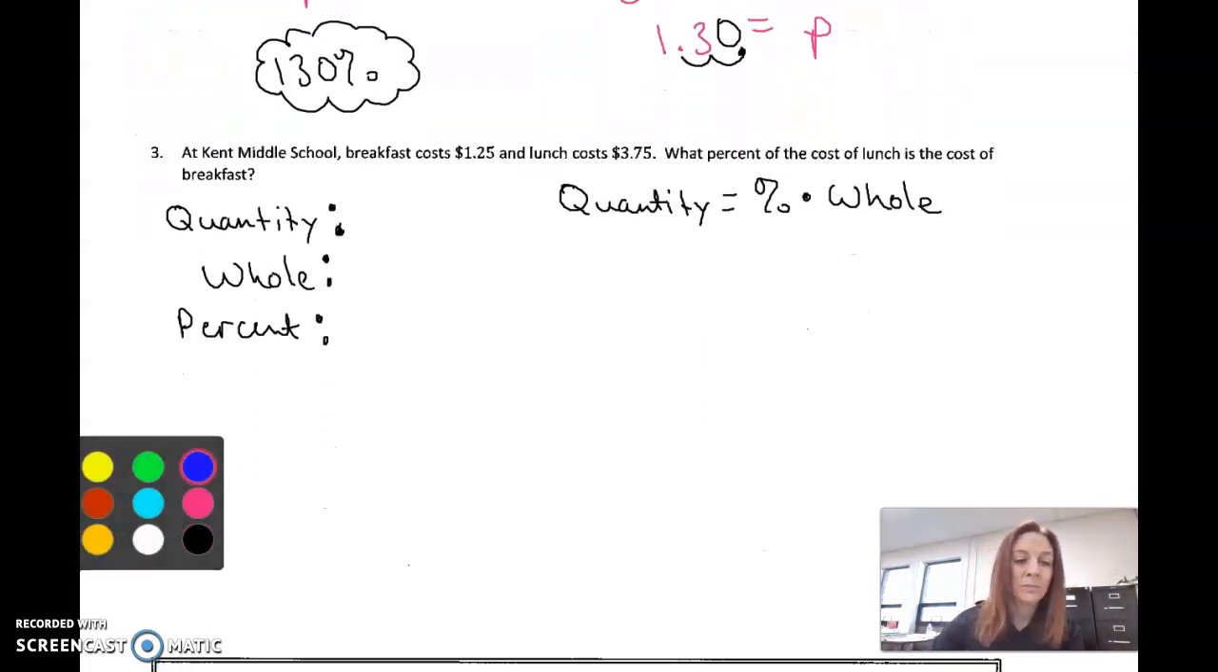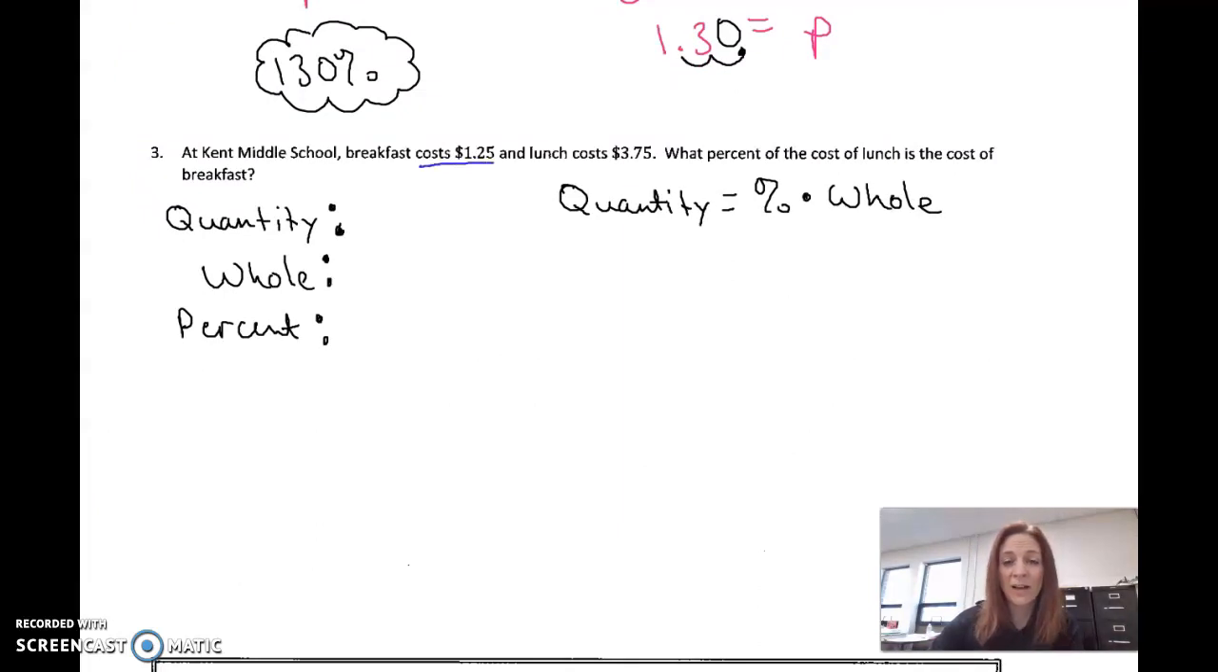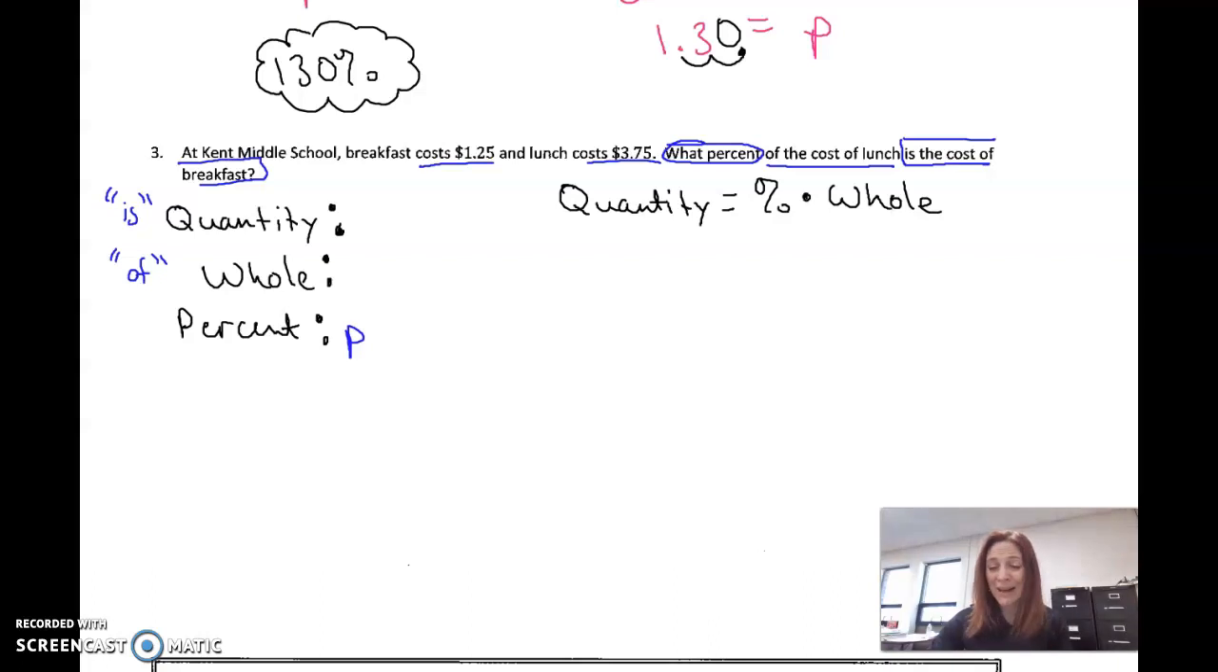At Kent Middle School, breakfast costs $1.25, lunch costs $3.75. What percent of the cost of lunch is the cost of breakfast? So that "of" and "is" thing, remember? When it's hard to figure out what it is, go back to the hint I gave you. Of the cost of lunch. "Of" is whole. So lunch costs $3.75. Is the cost of breakfast. Well, "is" is our quantity. It is our breakfast, $1.25.